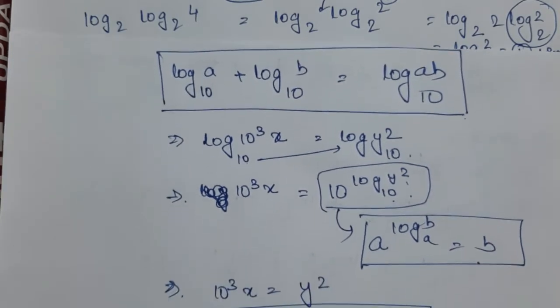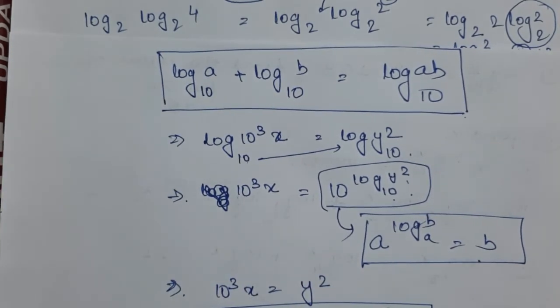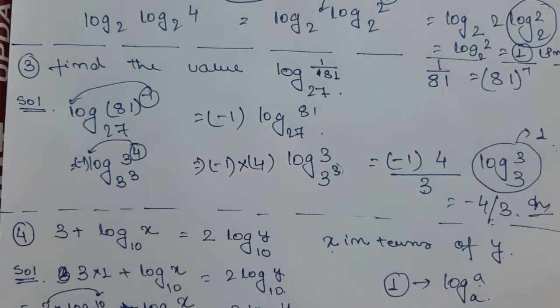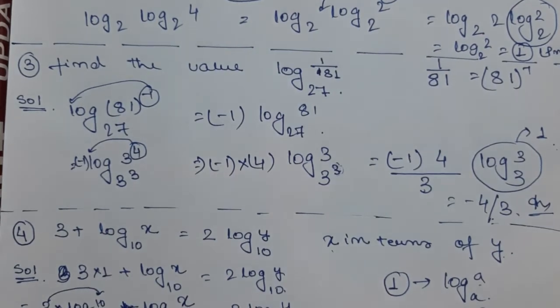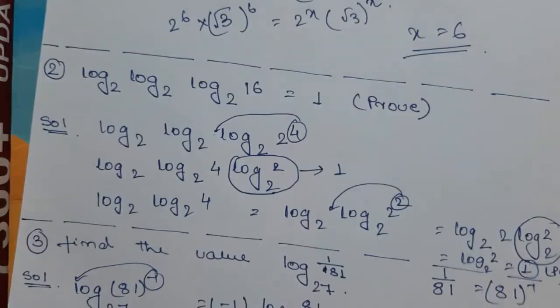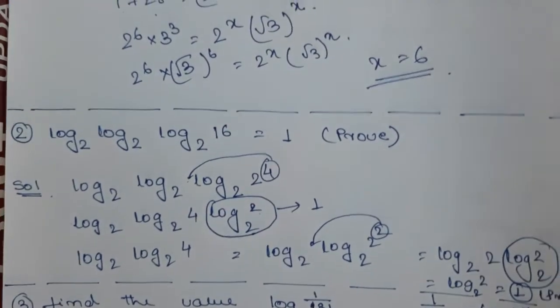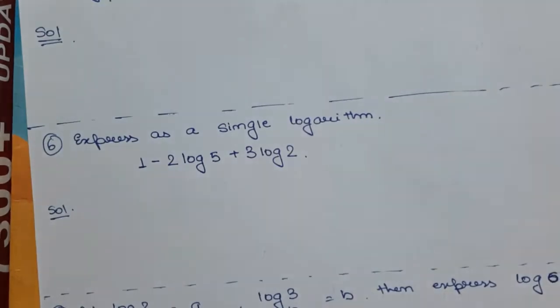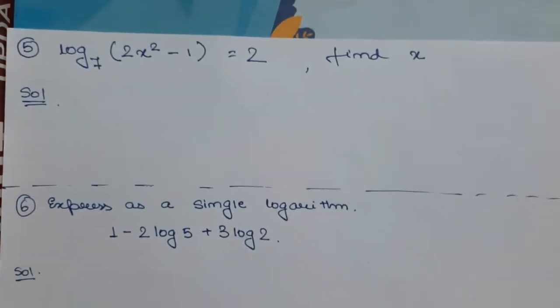Here we are using multiple properties. We are mixing up the properties and using them, so it may be difficult for beginners. You should practice it. You could practice these problems once again at your home and you will understand it very easily. Okay. Now let us see the next problem.